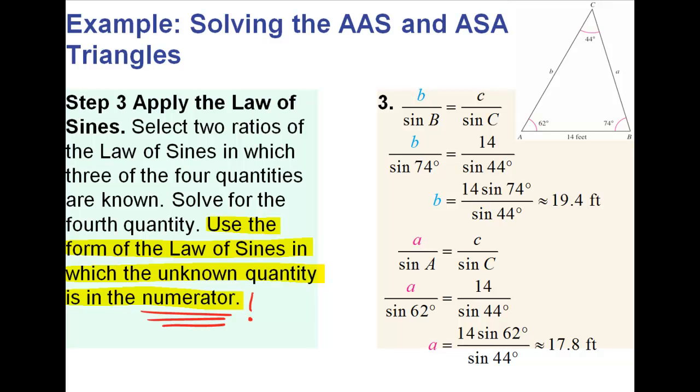You now know all of the bits and pieces. You have the 3 angles. You now know that b is 19.4, and a is 17.8. And you're done.